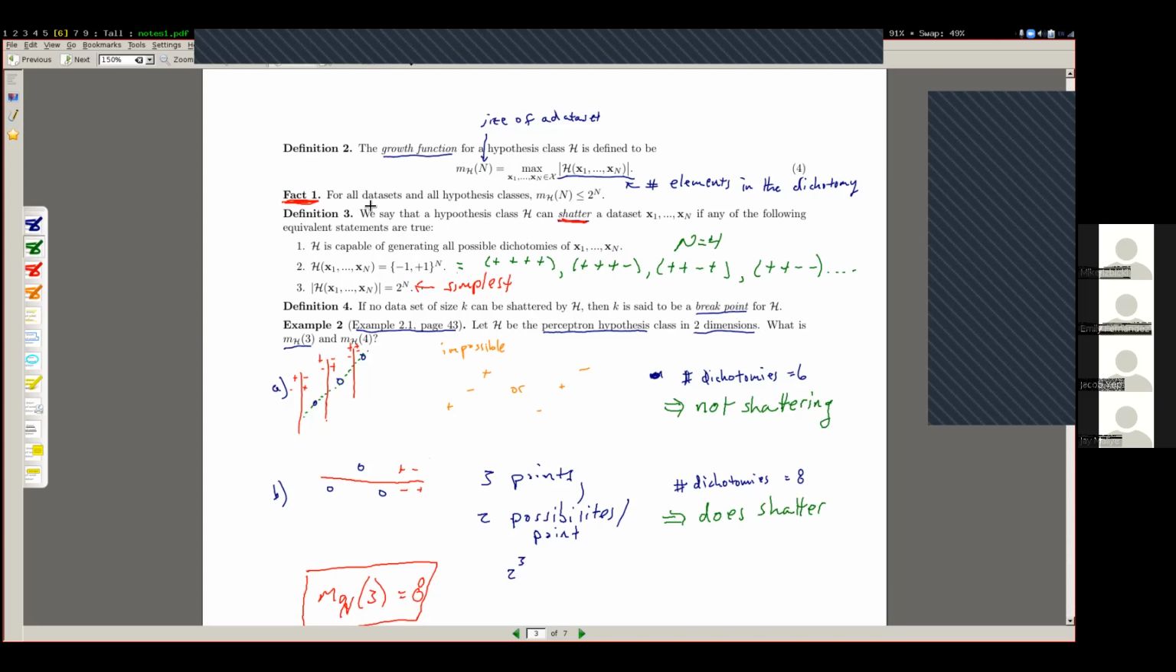Something that's important, a key difference between the idea of shattering and the growth function, is that shattering is specific to an individual data set. So here, we have two different data sets of size 3. One data set does not shatter, one data set does shatter. The growth function, though, is not for a particular data set, it's the maximum over all data sets. And so the fact that we have something down here that's less than this doesn't matter for the growth function. The growth function is the maximum over all data sets.